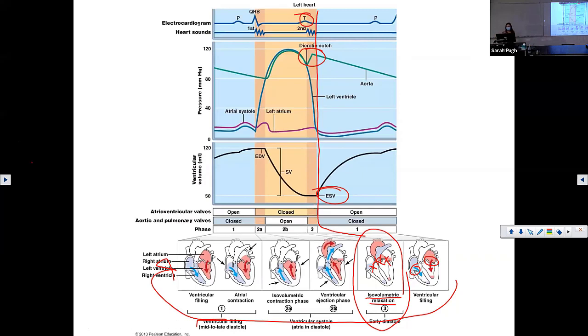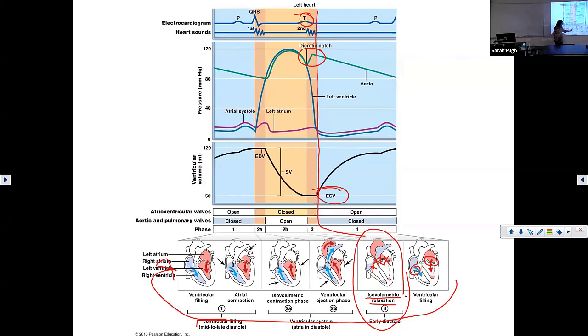Can you all think of, oops, I have a couple chat questions. Let me see. Can you go over when the semilunar valves shut? Okay, so the semilunar valves, that was Aisha's question.